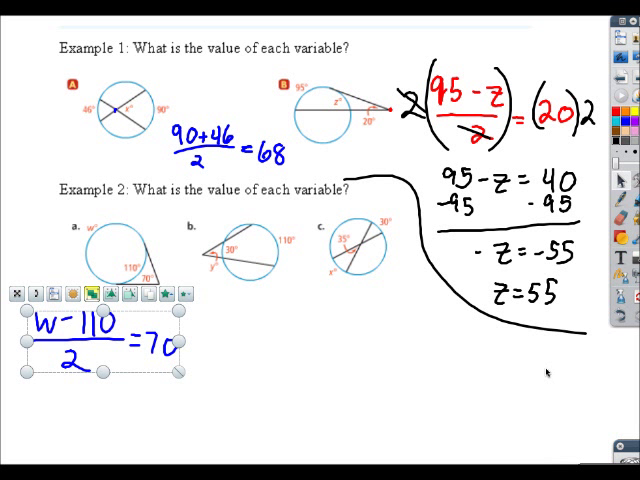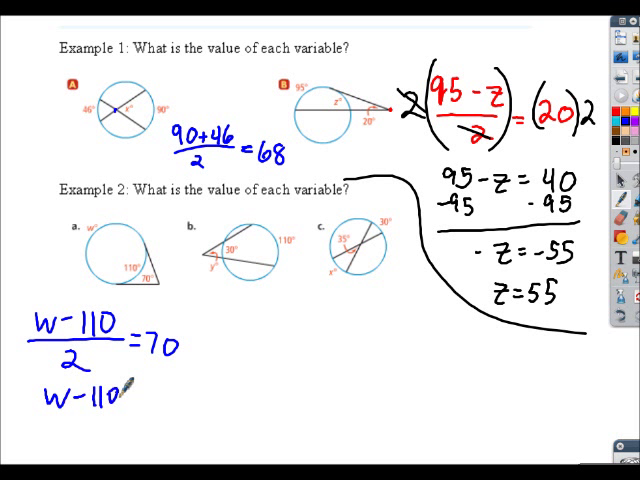Okay, so I take the large arc minus the smaller arc and divide it by 2, and I get the angle because they are crossing on the outside. I multiply both sides by 2. I get W minus 410 equals 140. W equals 250.